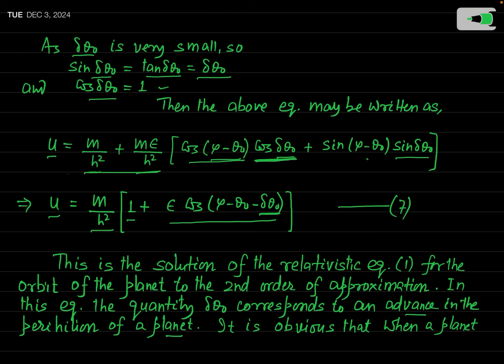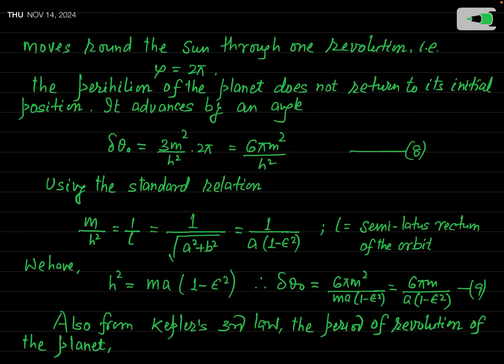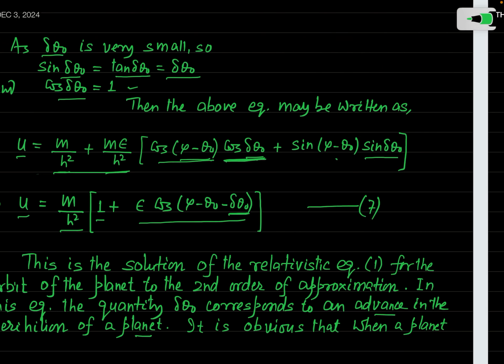Okay, so it is obvious that when a planet moves around the sun through one revolution, it will rotate by angle phi. So the angle of rotation phi for one revolution will be 2 pi. Now, if your aim is to find how much there will be an advance of perihelion in the orbit of the planet after one revolution, how can you find it?